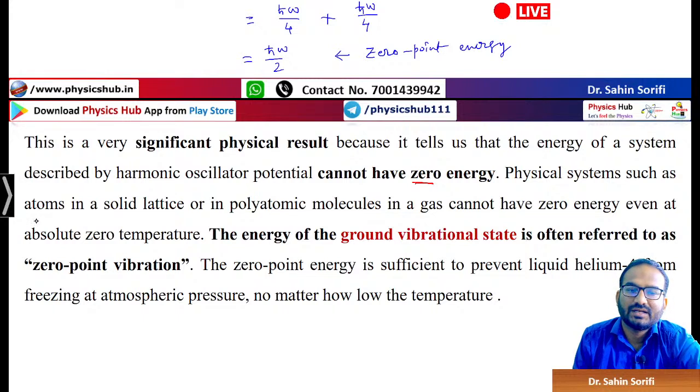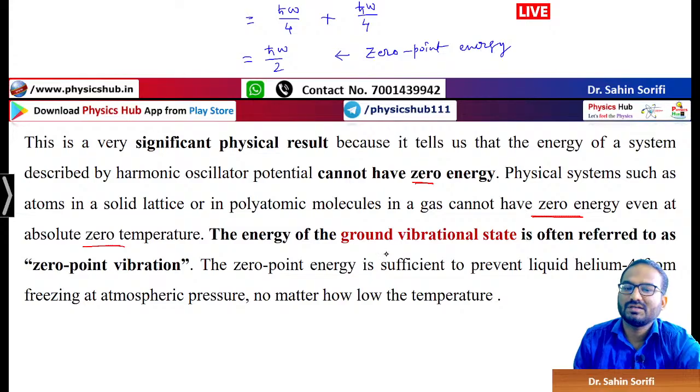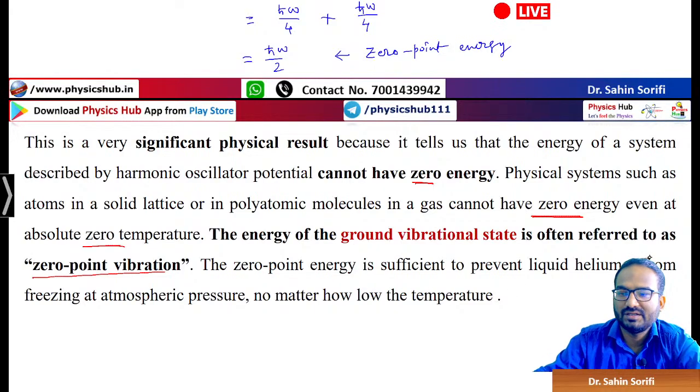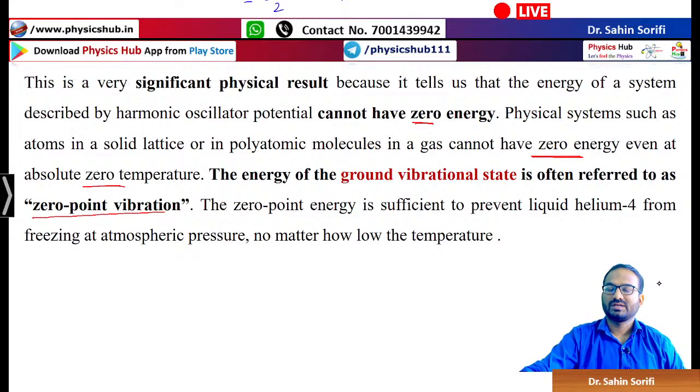Physical systems such as atoms in a solid lattice or polyatomic molecules in a gas cannot have zero energy even at absolute zero temperature. Even if you take this system to absolute zero temperature, it will not have zero energy. The energy of the ground vibrational state is often referred to as zero point vibration. The zero point energy is sufficient to prevent liquid helium-4 from freezing at atmospheric pressure, no matter how low the temperature is.